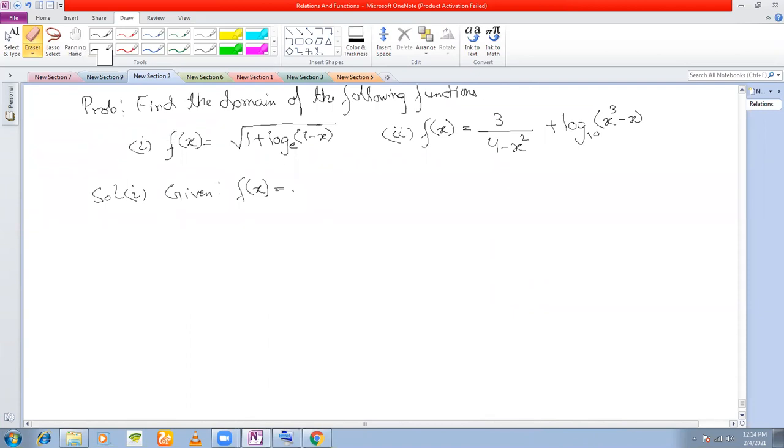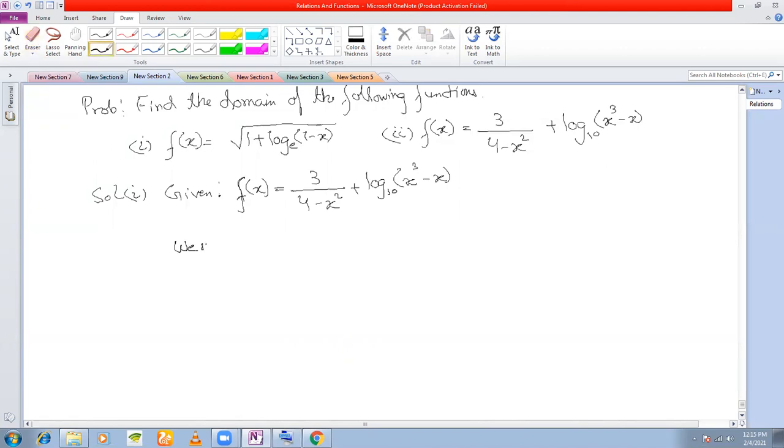Let's write the function. The function here is 3 by 4 minus x square plus log x cube minus x to the base 10. So what is the first constraint? The first constraint is that 4 minus x square cannot be equal to 0 for f(x) to be defined.